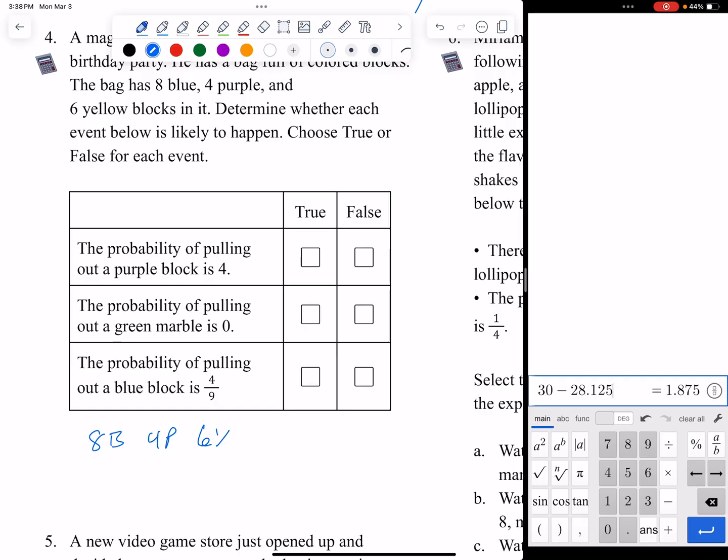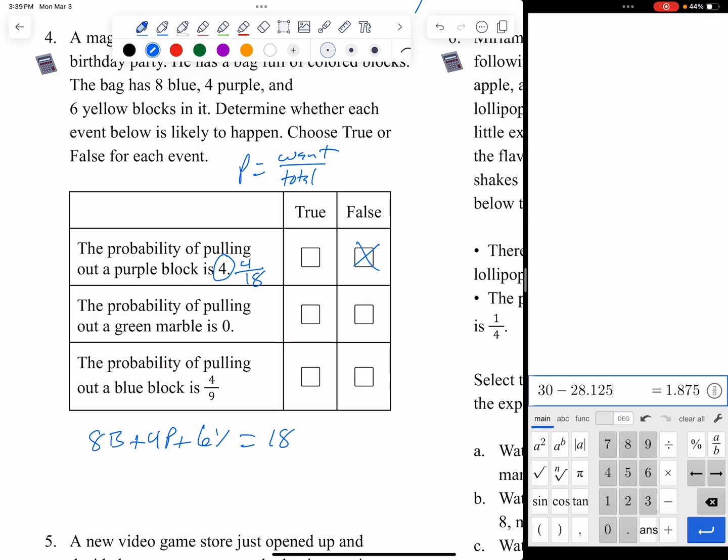So the probability. So probability is what you want over your total, okay, or what you have, basically. So what is the probability of purple? So the purple is 4. No, that is false. A lot of reasons like, what? It says 4 right there. Remember, probability is a fraction. It's 4 out of 8 plus 4 plus 6 is 18. So it's 4 out of 18. Okay, it's not just 4, it's 4 out of 18.